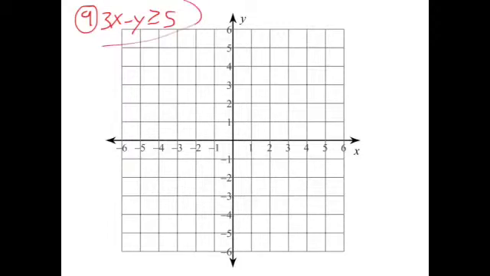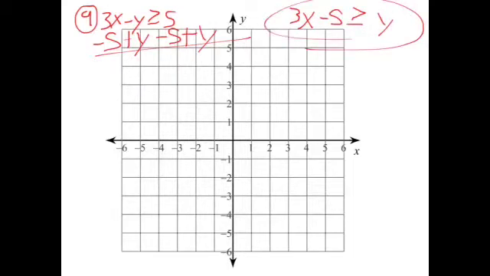These later ones, 9 through 12, you have to solve for y first. To do that, I'm just going to add y to both sides. And while I'm at it, I'll move the 5 from the right side. So subtract 5 from both sides, add y to both sides. You'll get 3x minus 5 greater than or equal to y. And now I've solved for y.